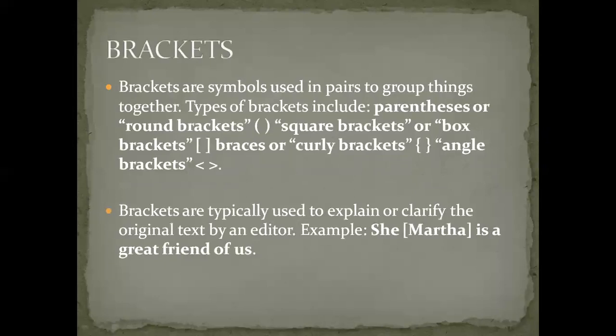So let us move to the next punctuation, that is brackets. Brackets are of many types. Did you ever use bracket? Yes. Something like round one, something like the square one, flower bracket. There are many types of brackets. Let us see. Brackets are nothing but symbols which are used in pairs to group things together.